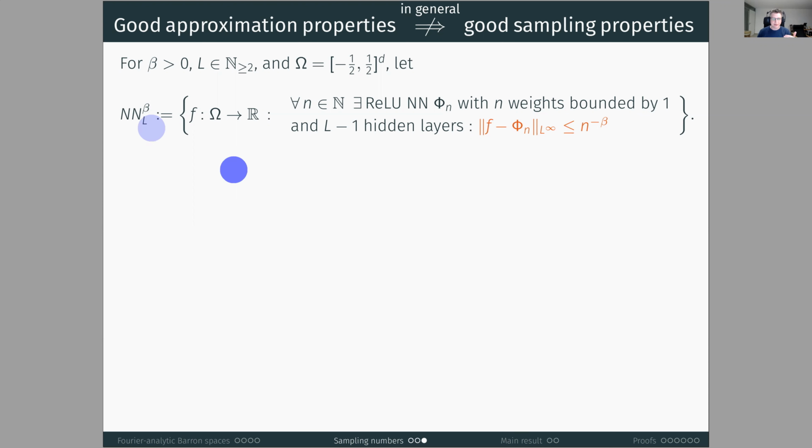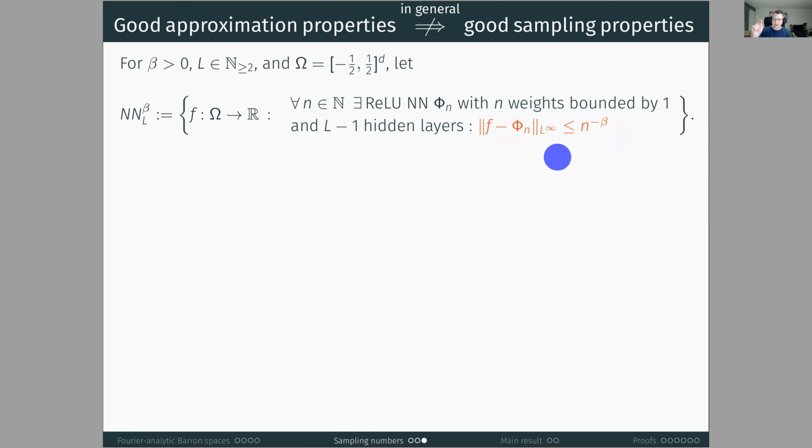And then we ask, how well can we approximate this given function by, let's say, ReLU neural networks with n weights? So with n non-zero weights, and they should all be bounded by 1. And we allow L minus 1 hidden layers, so L layers in total. And then a function belongs to this class if for each n there is a ReLU network with at most n weights and L minus 1 hidden layers and all weights bounded by 1, such that you have this approximation error here.